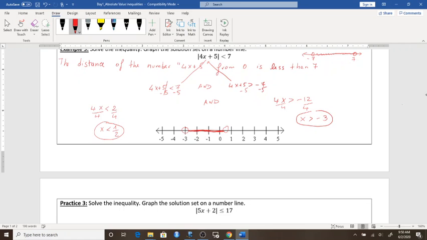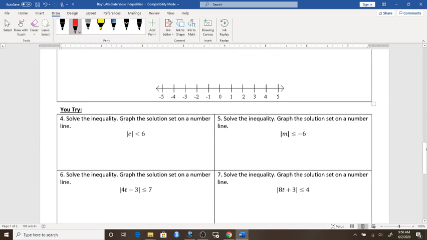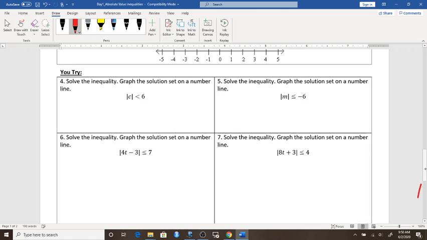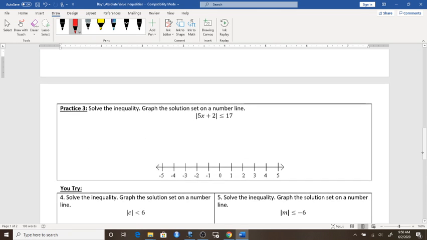Okay, so what I want you to do next is try to work these problems by yourself on this page, and then I'm going to create a video with the solution of those problems so you can check your understanding.